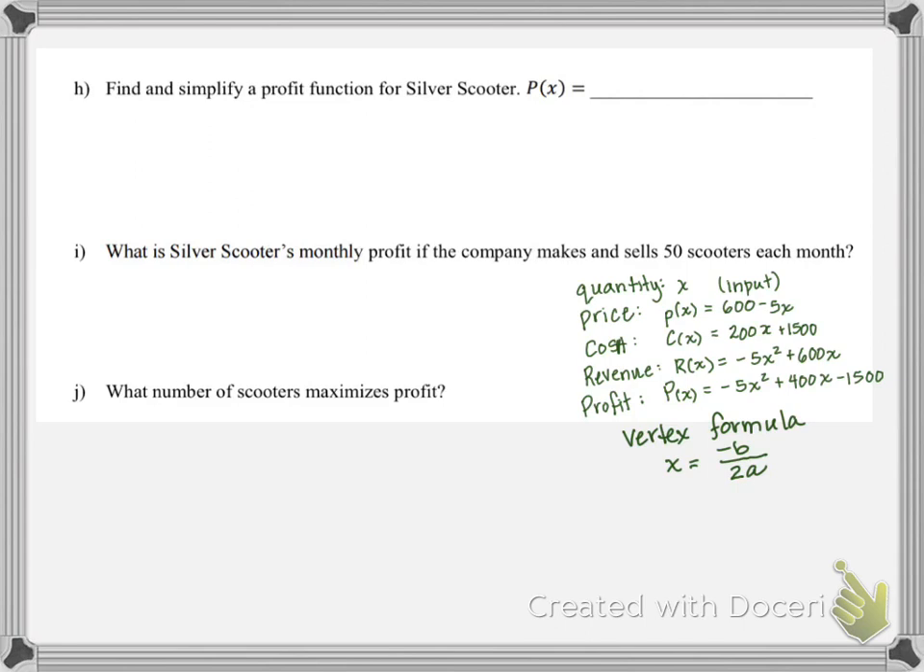Next, find and simple. Ooh, we did that already. So just go back to your list. And P of x is negative 5x squared plus 400x minus 1500.